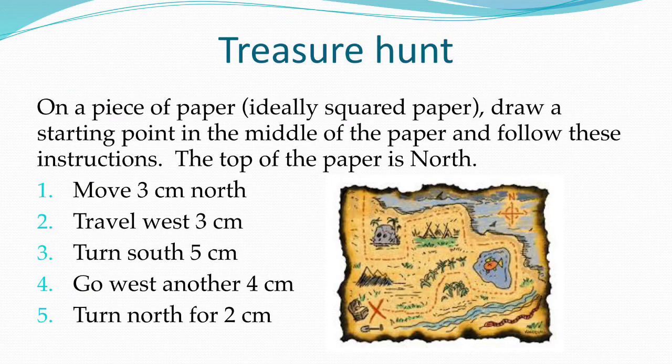For this first activity, you're going to need to draw out a treasure hunt on a piece of paper. Imagine the top of the paper is north, and you're going to start in the centre of the paper, draw 3 centimetres north, then 3 centimetres west, then south 5 centimetres, west another 4 centimetres, and then finally 2 more centimetres north. Okay, so if you've got paper to hand, that's great.